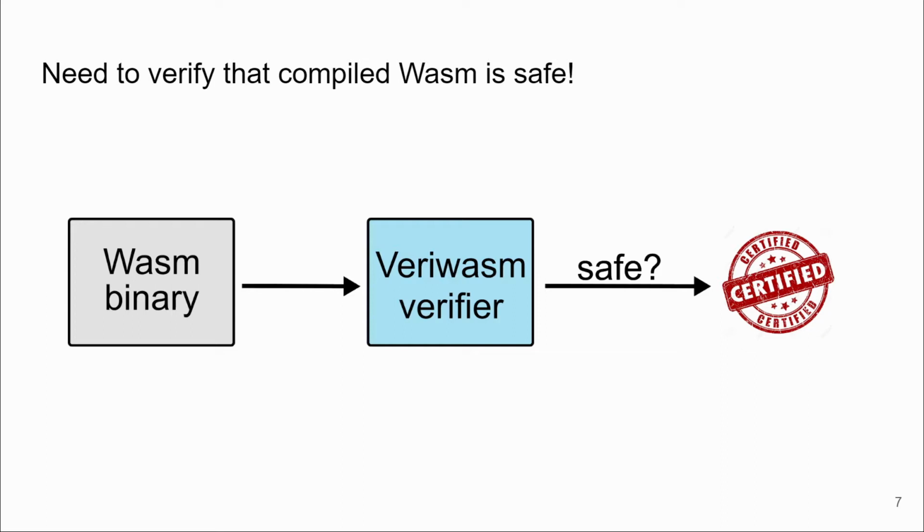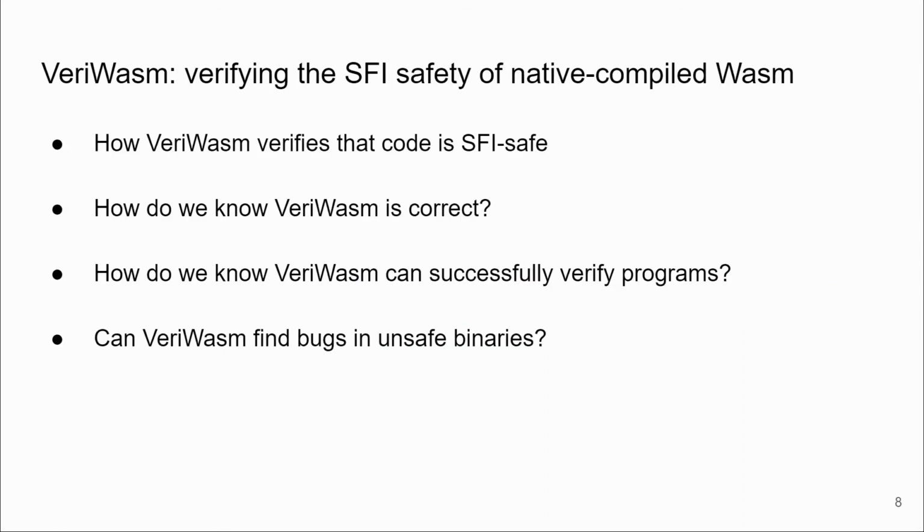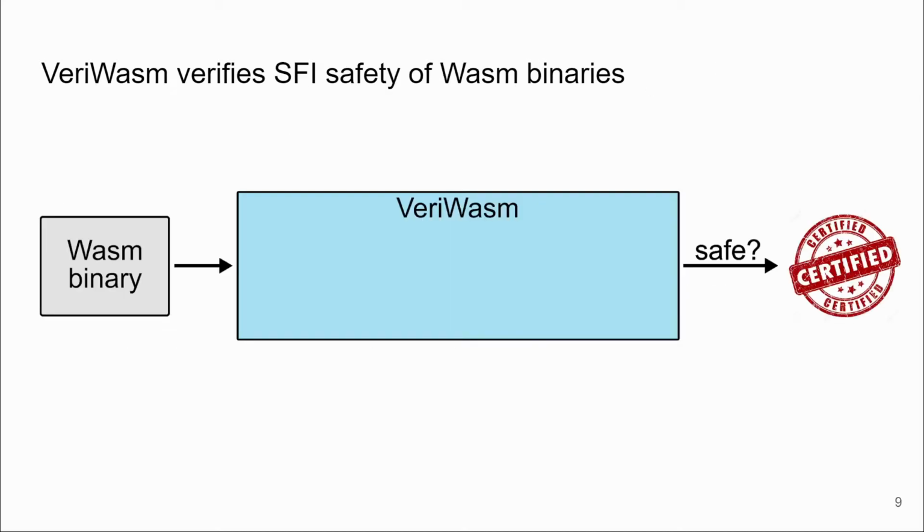Like previous work on SFI, we instead propose to verify that the binaries produced by these compilers are safe. In the rest of this talk, I will present VeriWasm, a verifier for native compiled WebAssembly code. First, we'll talk about how VeriWasm checks WebAssembly's SFI guarantees at the binary level. Then, I'll tell you about our effort verifying the verifier, and briefly describe our evaluation, using VeriWasm on production binaries and catching unsafe binaries due to compiler bugs.